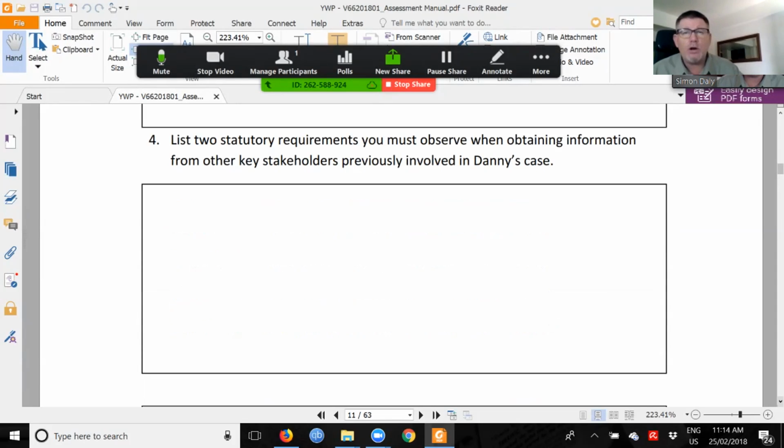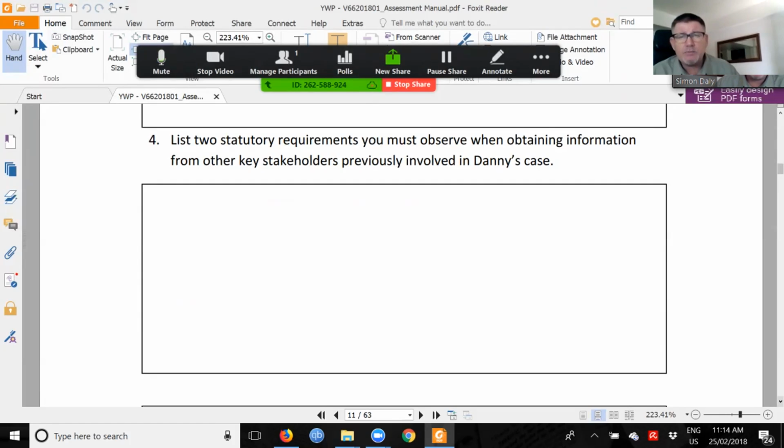But you do need to point out, in those 3 questions, 2 statutory requirements you must observe when obtaining information from other key stakeholders involved in Danny's case. 1, you must identify what the information is that you need and why you need it. Specifically, it has to be related to something that you are doing for Danny. So you can't just ring up a service and ask, does Danny have a girlfriend? Just want to know, for example. Is Danny gay? Just checking. You can't do that.